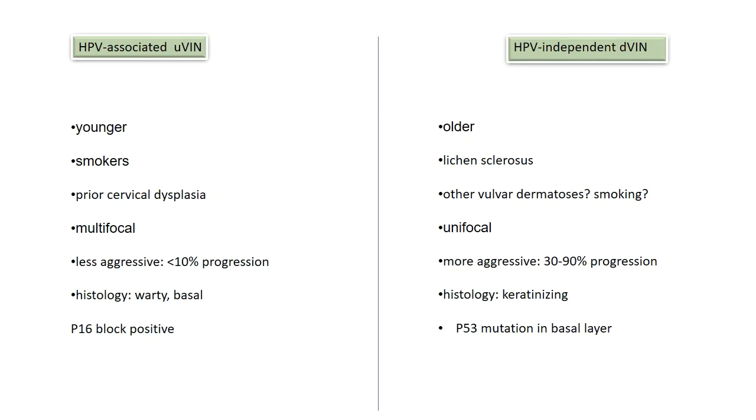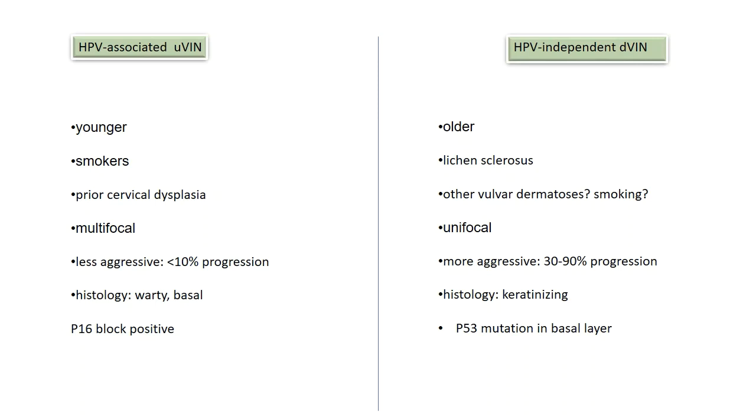This table shows broadly the differences between the HPV-associated UVIN and HPV-independent DVIN. UVIN, in a nutshell, occurs in a younger age group, in the smokers with history of prior cervical dysplasia. It may be multifocal and less aggressive. There is less than 10% progression into squamous carcinoma. Histology may be warty and basaloid. P16 shows block positivity.